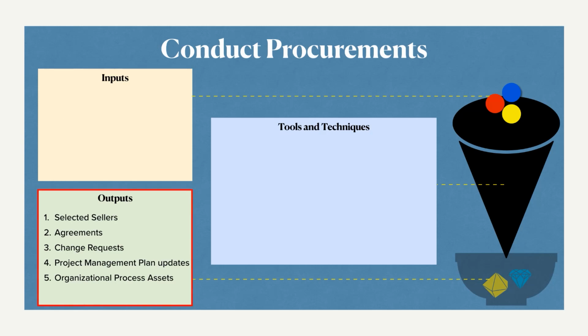The selected sellers. After this activity, there will be a list of selected sellers who are finalized to provide us support in creating the part, or to support the service. So the final selected sellers are listed here. Then multiple agreements, like the schedules, the milestones, the incentives, the quality acceptance criteria, and general terms and conditions. All of them are gathered as agreements. Change requests, if any, are also updated, and the relevant project management plan and its related components, like the procurement management plan, schedule baseline, and cost baseline, anything related to procurement, are updated here.